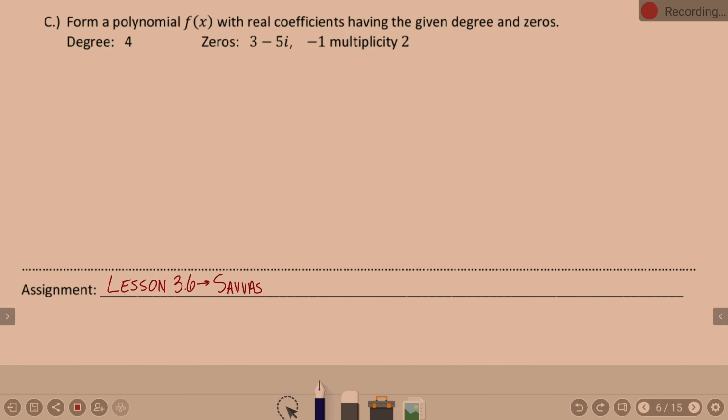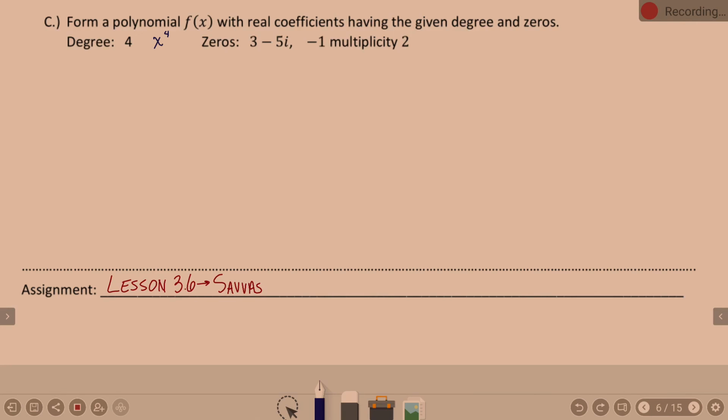Okay, let's talk about C. Just like overview it. Form a polynomial f of x with real coefficients having the given degrees and given zeros. Okay, degree 4. You guys know what that means. My highest power is going to be x to the fourth, right? All they tell me now are zeros of 3 minus 5i and negative 1 multiplicity 2.